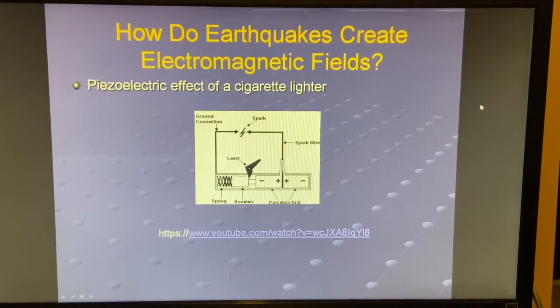How do earthquakes create electromagnetic fields? The simplest and most used way of creating electricity is the piezoelectric effect, the same way it is used in a cigarette lighter. Here we have the principle of a cigarette lighter, and we all have used one, and we all know how this works. It's a very reliable way to create electricity.